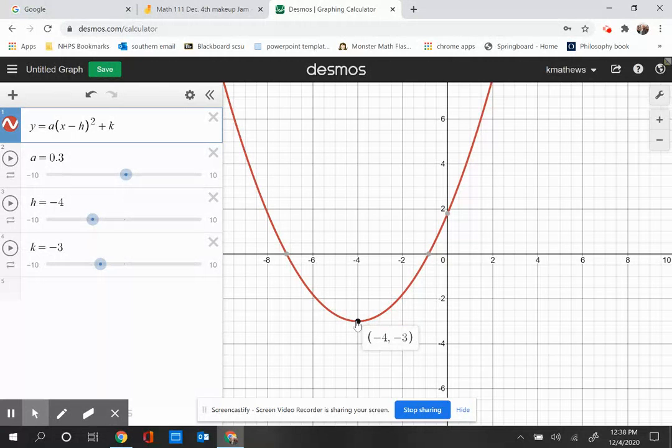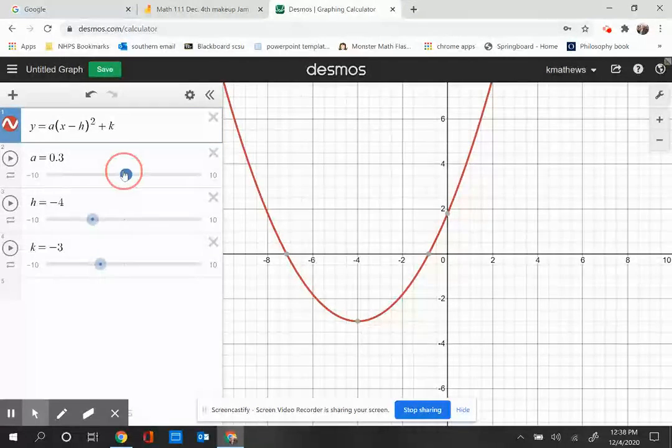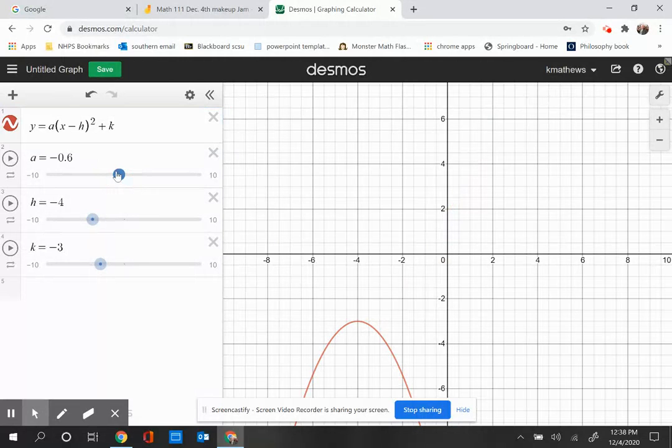So the value of a shows how wide or how skinny the parabola is going to be and whether or not it opens up or down by its sign. Remember, when the sign's negative, it opens down. h is the x coordinate of the vertex, and k is the y coordinate of the vertex.